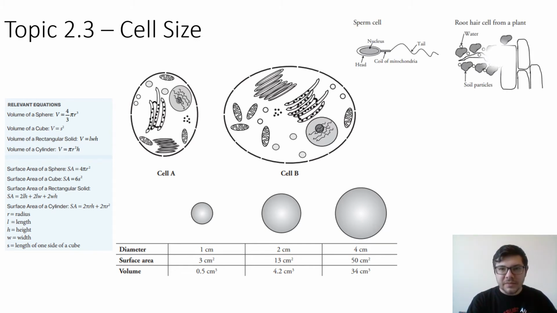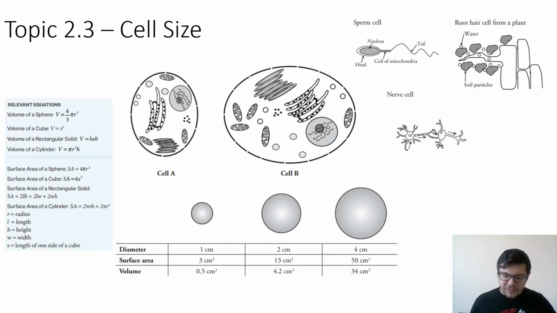Now, here are some specialized cells. These are things you need to know for some questions you might get, such as a sperm cell. It might ask why does a sperm cell have such an odd shape to it? It has a nucleus in the head part, the coil of mitochondria, and the tail. Well, the sperm does not need anything within the cell body, the head part. It doesn't need anything in there.